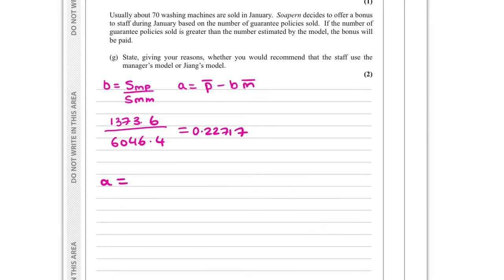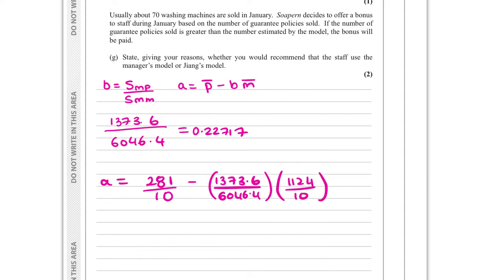And then my A, my mean of P, I'm going to get 281 over 10 minus my B, multiplied by the mean of my M, which is 1124 over 10. Okay, because remember it was over 10 months, right? So my A is 2.5653, etc. Okay, so then let's round these. So B is 0.227, 3 significant figures. A equals 2.57.